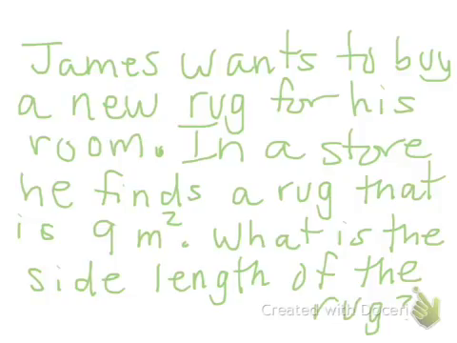Now, let's apply what we've learned so far about squares and square roots to a real life application problem. As you can tell, in this problem, we're talking about a person named James. It says James wants to buy a new rug for his room. In a store, he finds a rug that is 9 meters squared. What is the side length of the rug? Now, let's draw out a picture to represent what we know about the rug.